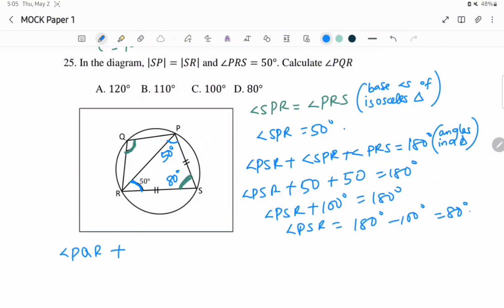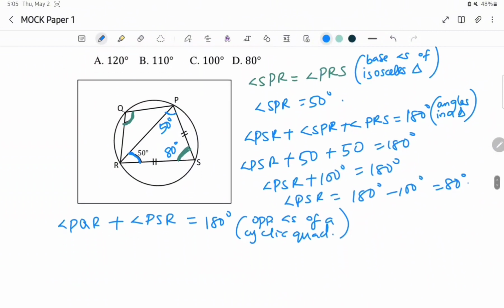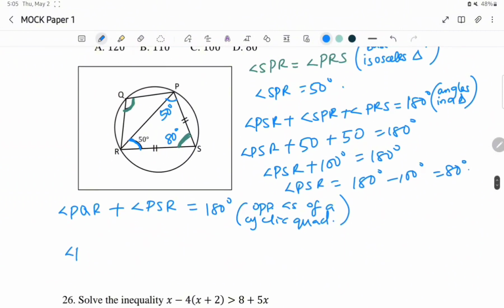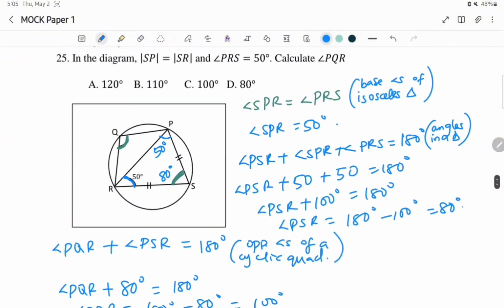Now that I know PSR to be 80 degrees, I can easily calculate PQR because angle PQR and angle PSR are supplementary. Reason being that they are what? Opposite angles of a cyclic quadrilateral. So that means we can say that angle PQR plus PSR, which is 80 degrees, equals 180 degrees. That would mean that PQR is 180 degrees minus 80 degrees, and that's 100 degrees. Option C.